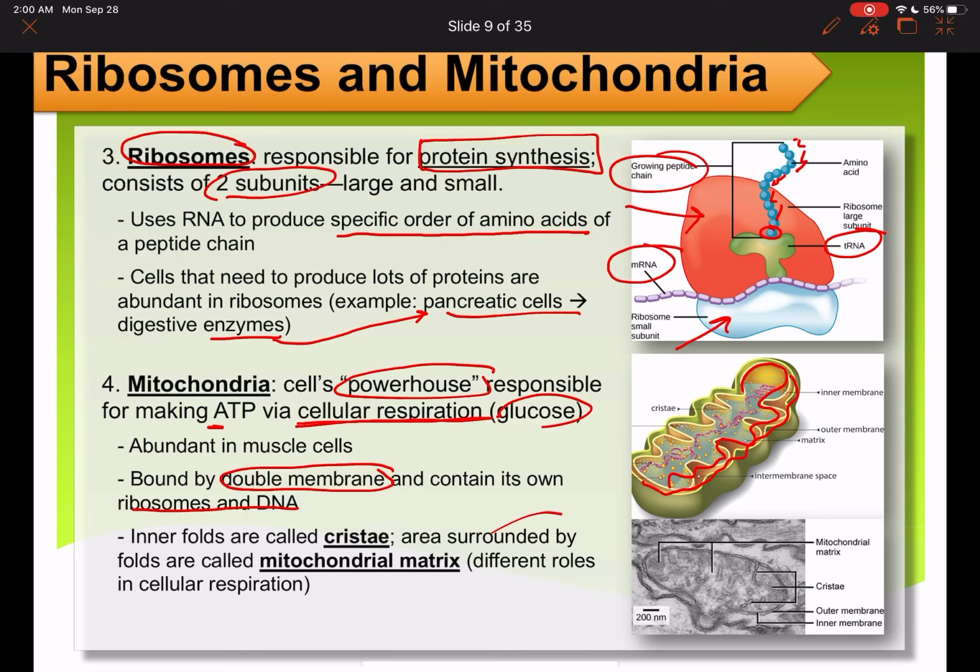All right. So the inner folds of the mitochondria are called crista, or in plural form, cristae. These folds we're talking about within the mitochondria are crista, and the area surrounded by these folds is what we call the mitochondrial matrix. Make sure you remember these terms: outer membrane, inner membrane, crista, mitochondrial matrix. These terms will come back when we talk about the different roles they play in cellular respiration, the production of ATP.